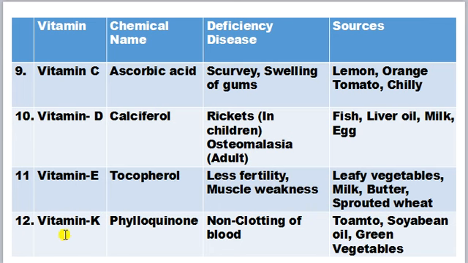Now move on to the 12th one, vitamin K. Its chemical name is phylloquinone. It is required for clotting of blood, so its deficiency causes non-clotting of blood, and its sources are tomato, soya bean oil, green vegetables, etc. So this is all about the diseases caused by the deficiency of vitamins. Now we will study the health benefits of some important vitamins in the next slide.